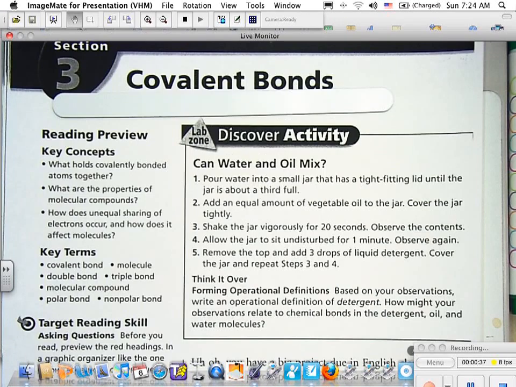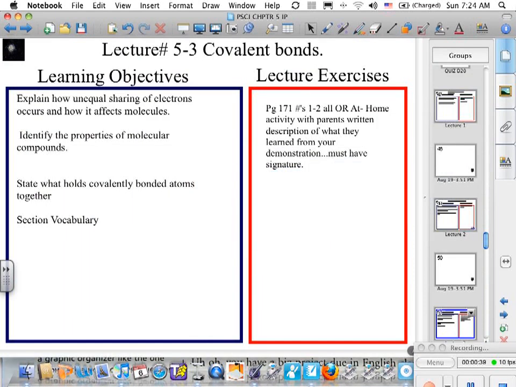Alright class, I'm glad you're here. Let's look at our objectives. We want to explain how unequal sharing of electrons occurs and how it affects molecules. We want to identify the properties of molecular compounds. This is different than ionic compounds, what we learned last chapter. We want to state what holds covalently bonded atoms together. Well, what holds them together? Last time, in ionic bonding, we learned that the positive and negative charges held them together.